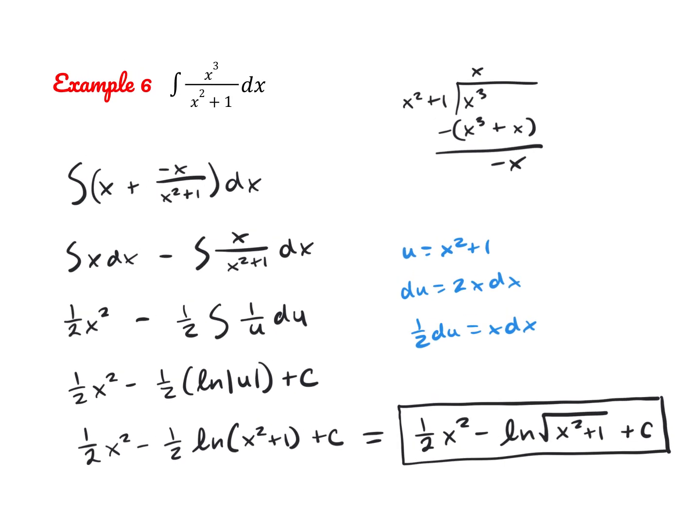So again, just knowing that if the degree of your numerator is greater than or equal to the degree of your denominator and u sub's not working out, try rewriting using long division.